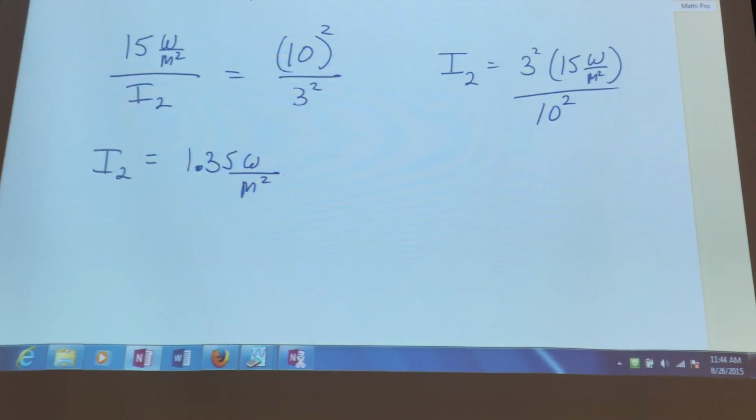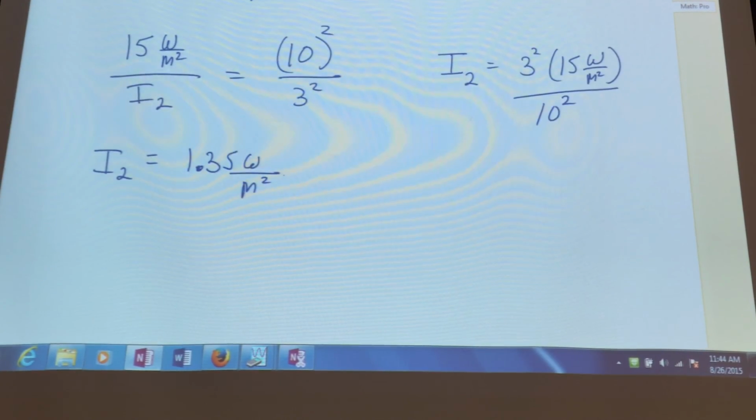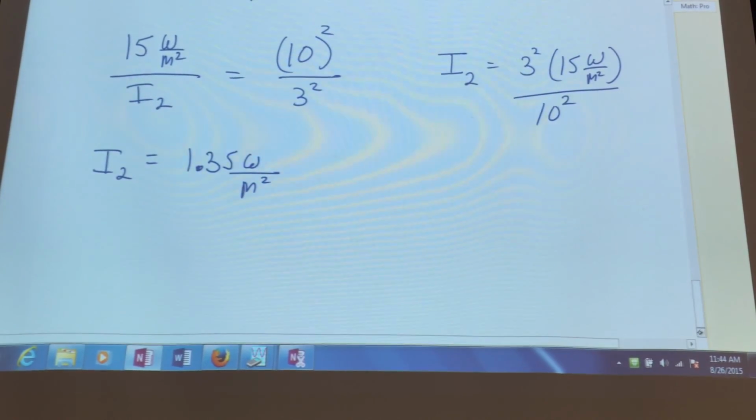Does the answer seem to make physical sense? You got farther from the source. You started out 3 meters from the source. Now you're 10 meters from the source. The intensity got weaker. It went from 15 watts per meter squared down to 1.35 watts per meter squared. Doing okay? One more of the same thing.